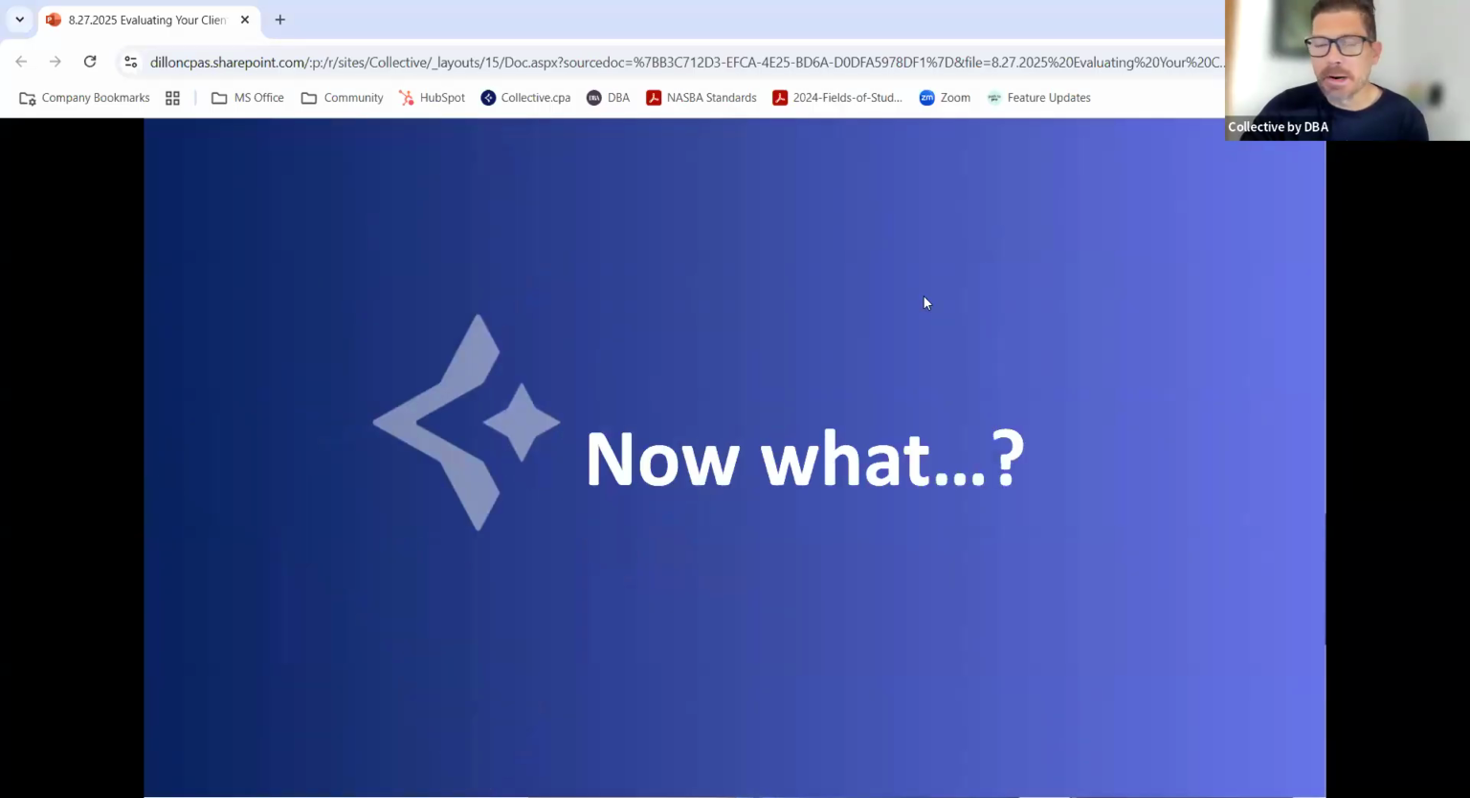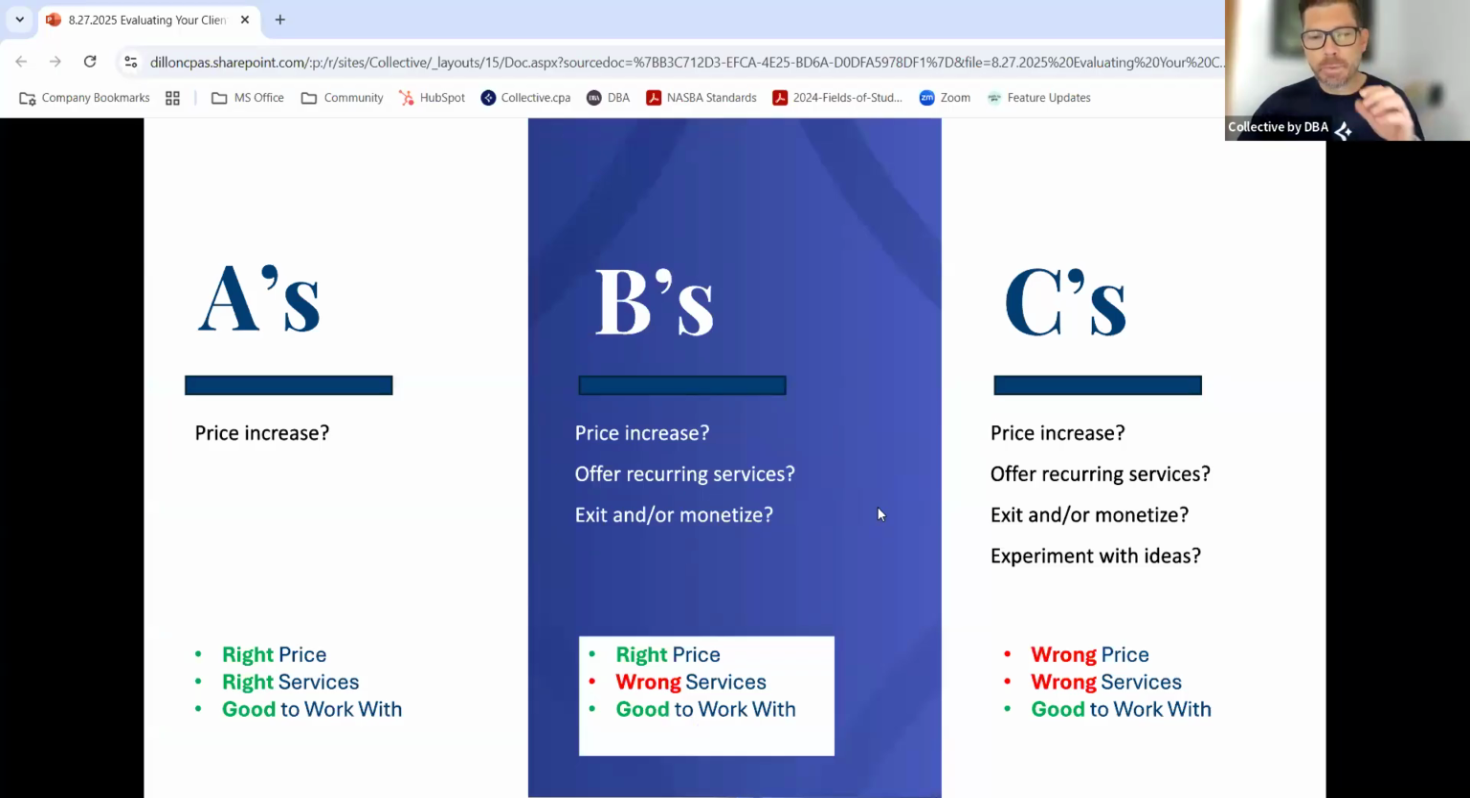Okay, so Marcus, if you think back to the agenda, this is the "now what" part of the agenda, right? So we've gone through the process of evaluating, we've graded clients, we have our list. Now what? We put just down at the bottom, as a little bit of a reminder, the prices: the right price, right service, right price, wrong service, etc. So we've got our A's, B's, and C's, Marcus. What are some strategies or things you may need to do or want to do as a result of going through the evaluation process?